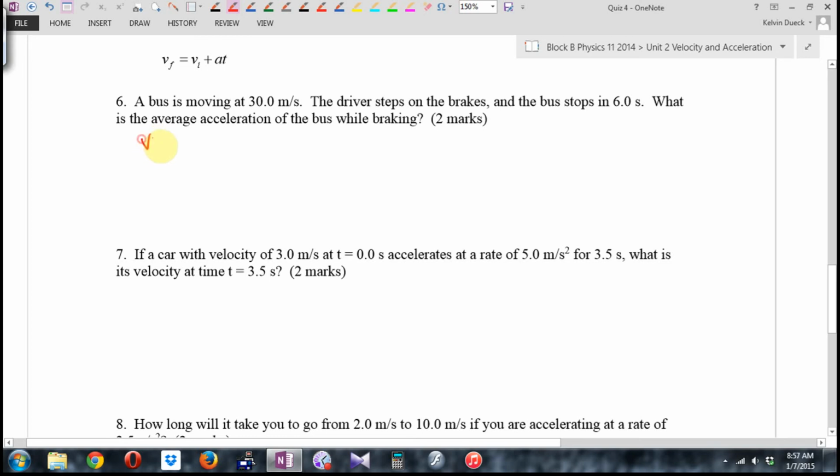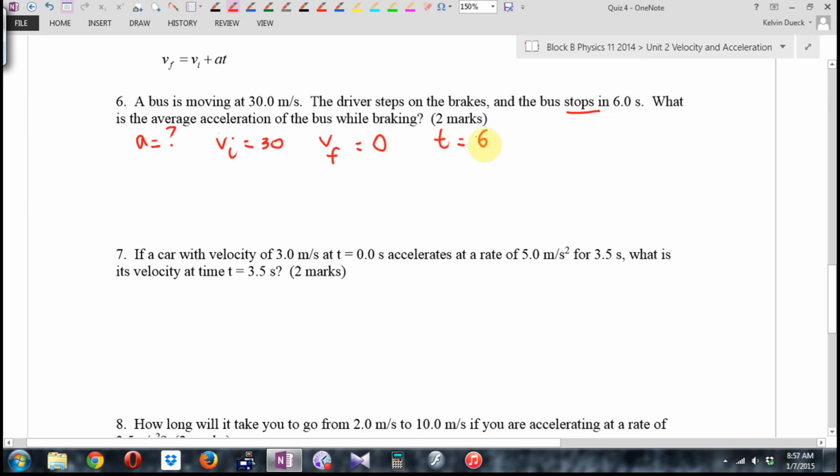I would give you a half mark if you wrote VF equals VI plus AT. Well, okay, let's DFIC. I'll teach you the full method since we turned the page. I would say A equals question mark. I would say VI is 30. What's VF? 0.